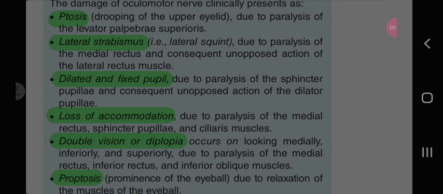Double vision or diplopia occurs on looking medially, inferiorly, and superiorly due to paralysis of the medial rectus, inferior rectus, and inferior oblique muscles. Proptosis, prominence of the eyeball, occurs due to relaxation of the muscles of the eyeball.